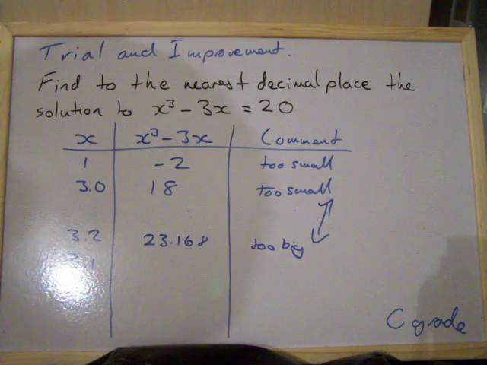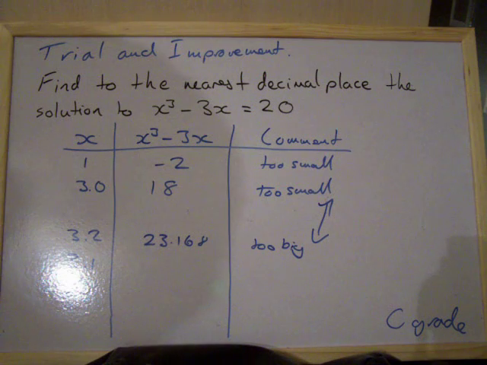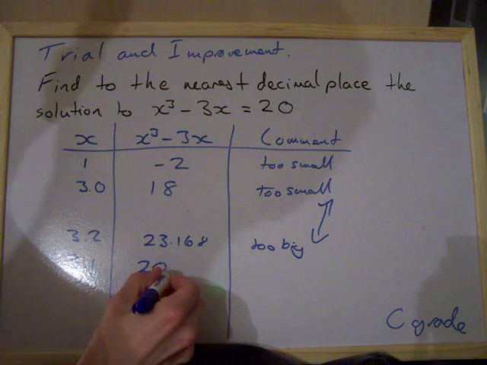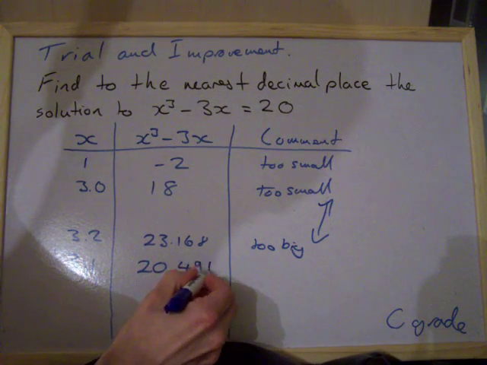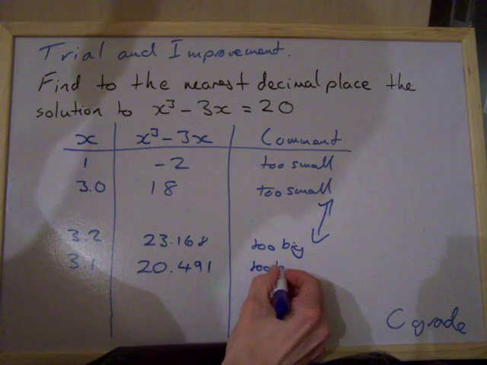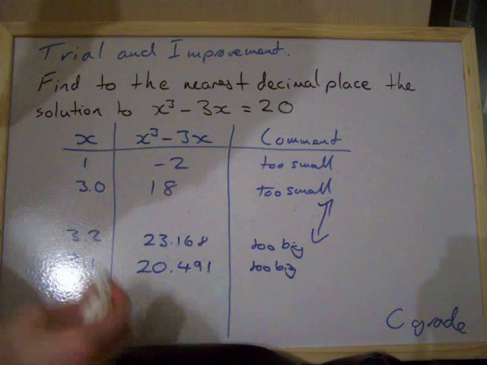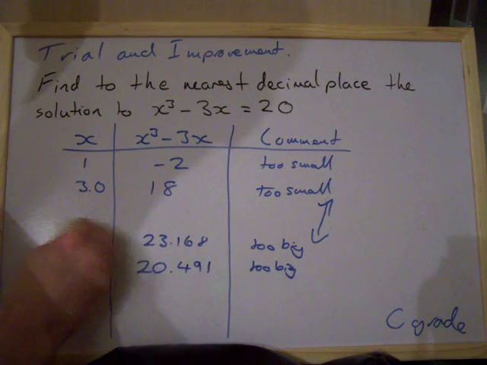Right, 3.1 then. Let's give that a go. 3.1 cubed minus brackets 3 times 3.1. Okay, and really interestingly, we get the answer 20.491, which is too big again. Oh dear, oh dear, what are we going to do? That's now our upper limit, so we don't need this one anymore.